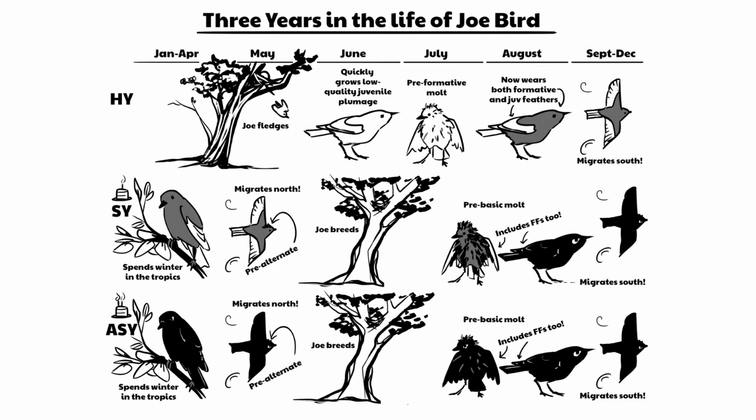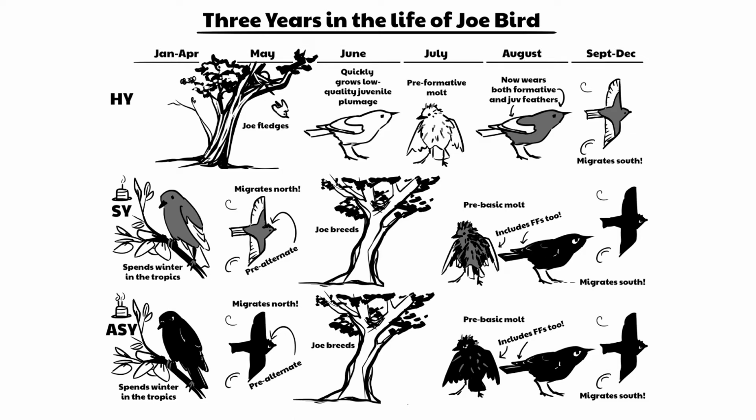So first off, of course, if you've got a hatch year bird, sometime in spring, that bird we're calling Joe leaves the nest, grows its juvenile plumage, does the pre-formative molt, which yields formative plumage. And so formative plumage has this combination of formative and juvenile feathers, the formative body feathers and the juvenile flight feathers. And then they migrate down to the tropics.